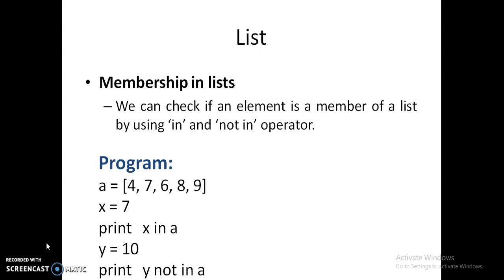So if I have a list A as 47689 and I want to check whether the value 7 is there in the list or not. X is 7. Print X in A. So if X is in A, then it gives True, otherwise False. Next, I am taking another value Y as 10. Y not in A. That is, if the Y value is not in A, then you will get True, otherwise False. So both are True, because 7 is in the list, so it is True. 10 is not in the list, so it is also True.